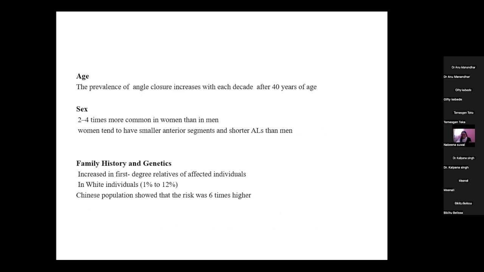Age: the prevalence of angle closure increases with age, with each decade after 40 years of age. In sex, it is 2 to 4 times more common in women than in men. Maybe it is because of anatomical variations: short axial length and small anterior segment in females. Family history: it is increased in first degree relatives of affected individuals. Among whites, it is 1 to 12%, and among the Chinese population, the risk of developing angle closure with positive family history is 6 times higher.